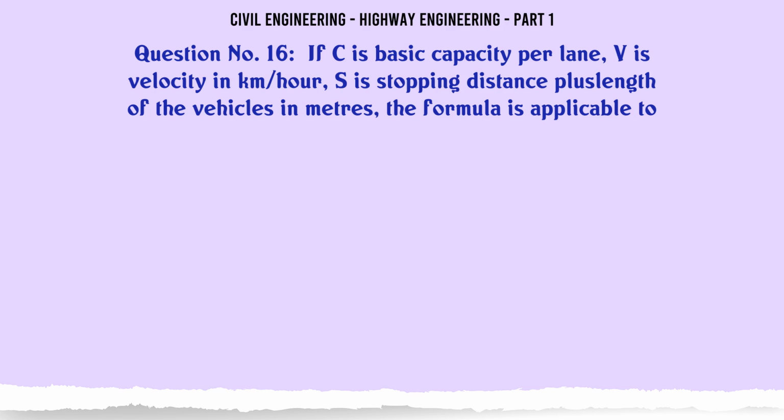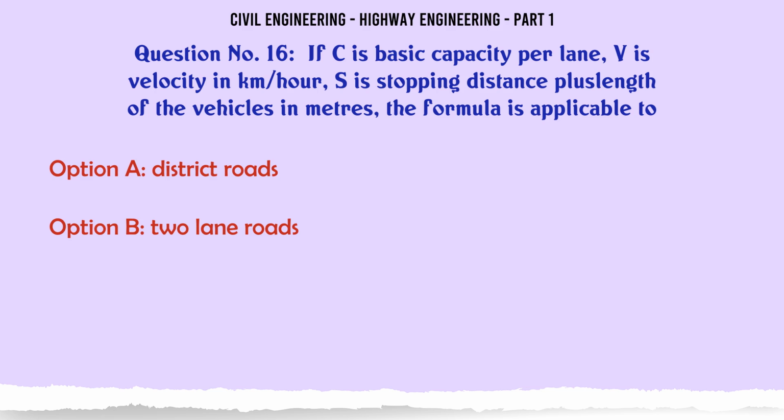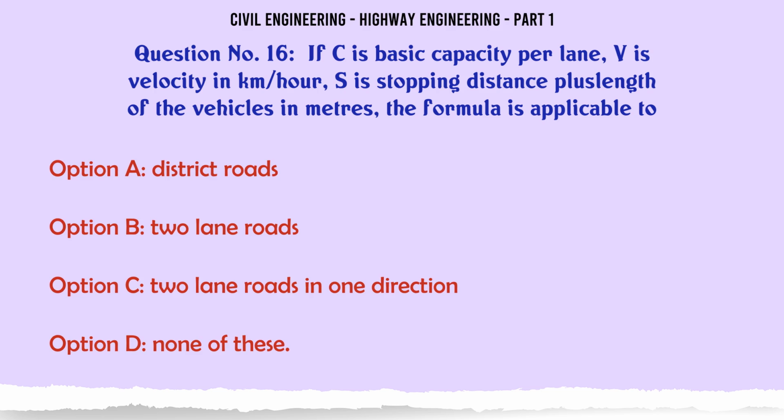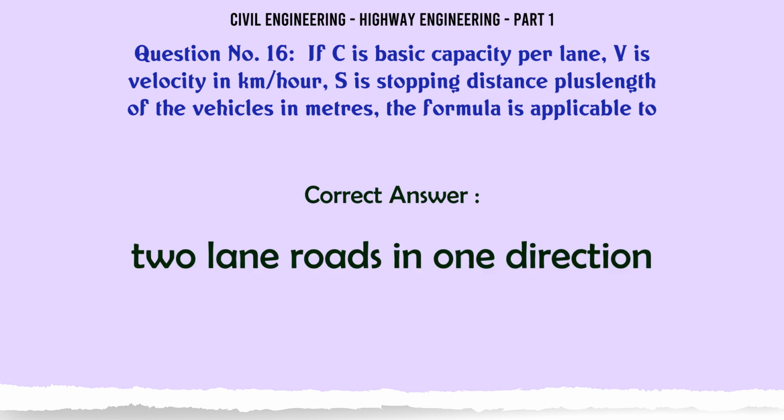If C is basic capacity per lane, V is velocity in km/h, S is stopping distance plus length of the vehicles in meters, the formula is applicable to A. district roads, B. 2-lane roads, C. 2-lane roads in one direction, D. none of these. The correct answer is 2-lane roads in one direction.